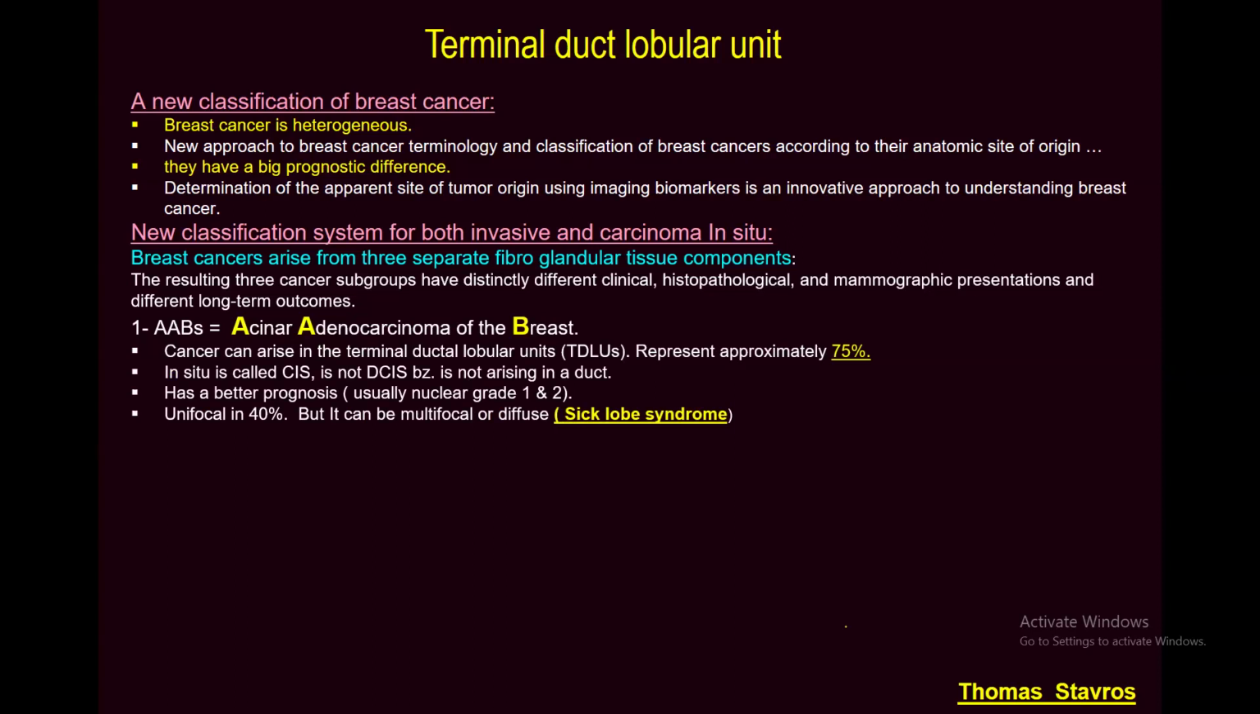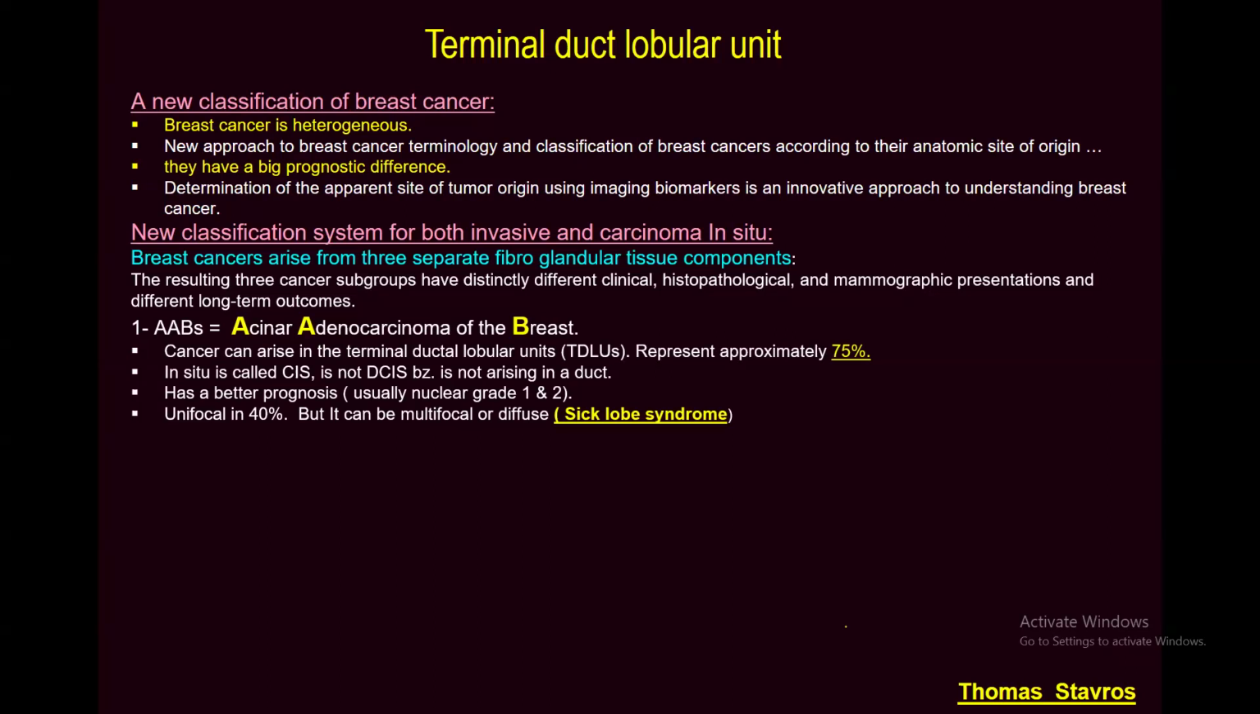The in situ component of these lesions is not supposed to be labeled as DCIS because it is not arising in a duct. You see, they call it CIS, carcinoma in situ, because it arises from the acini, not from a duct. And this group has a better prognosis.